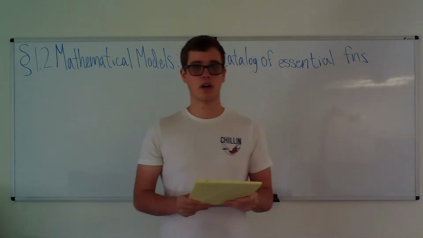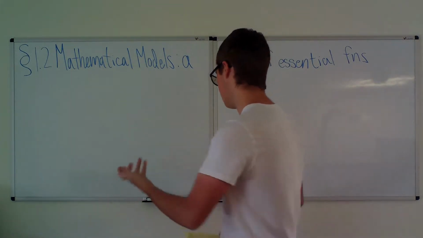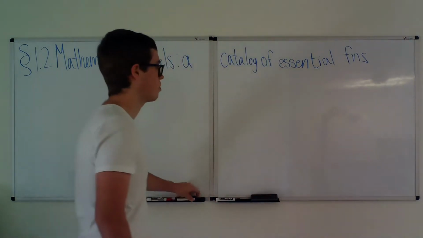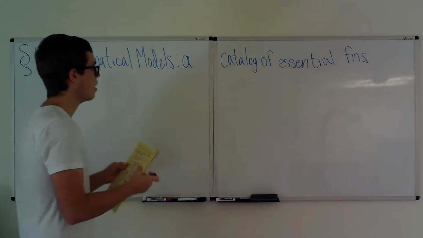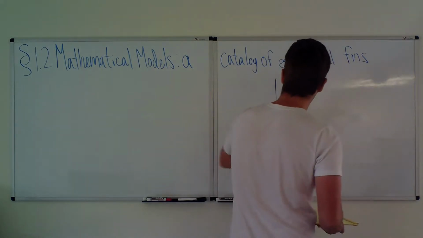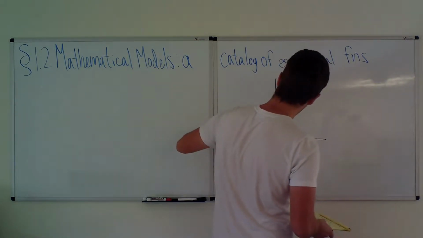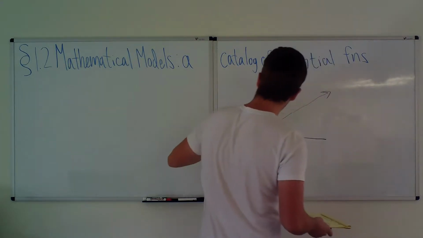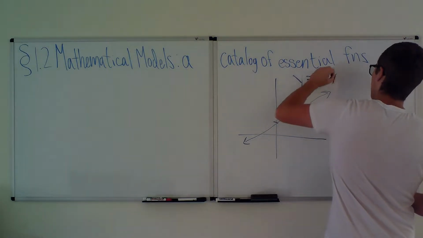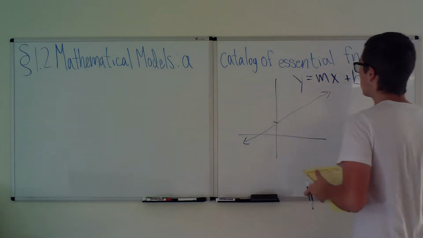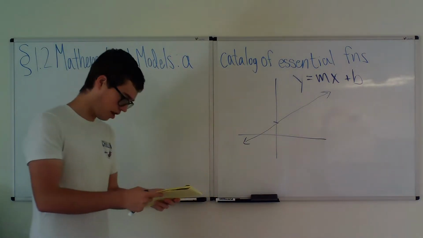So the first type of model we're going to look at is the linear model. It's the easiest form of a function, and we have been doing this since Algebra 1, but a linear model is a line. So when you have the graph, it just has a y-intercept, and the equation of the line is y equals mx plus b, where the m is the slope, the rise over run, and the b is your y-intercept.